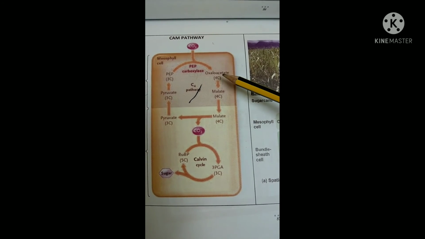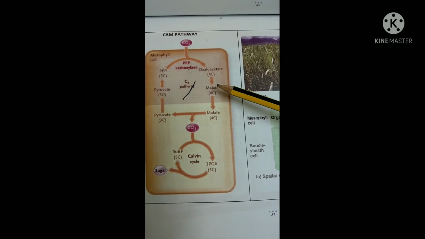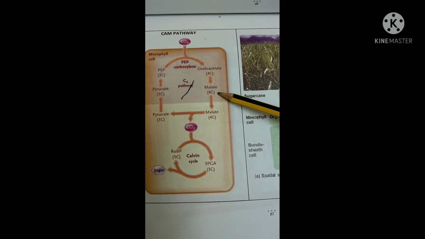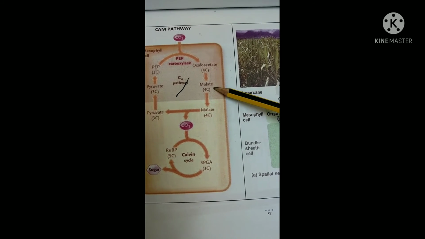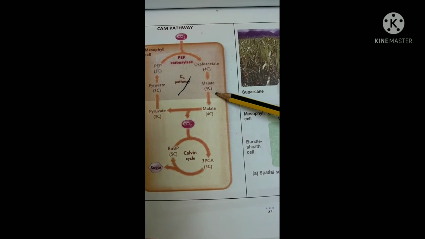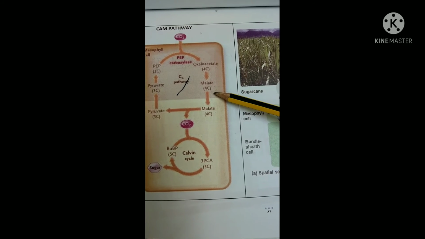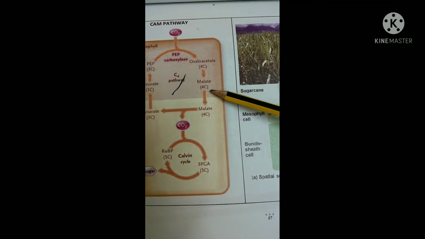So the oxaloacetate is converted into malate, another 4 carbon compound. So the malate will then enter the vacuole and be stored in the vacuole as malic acid.